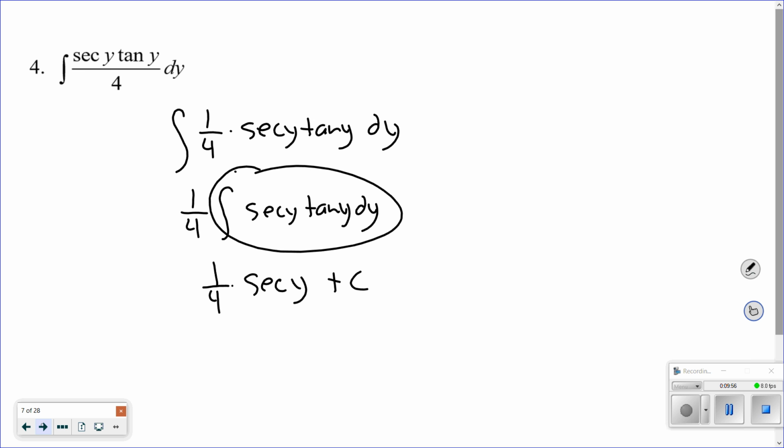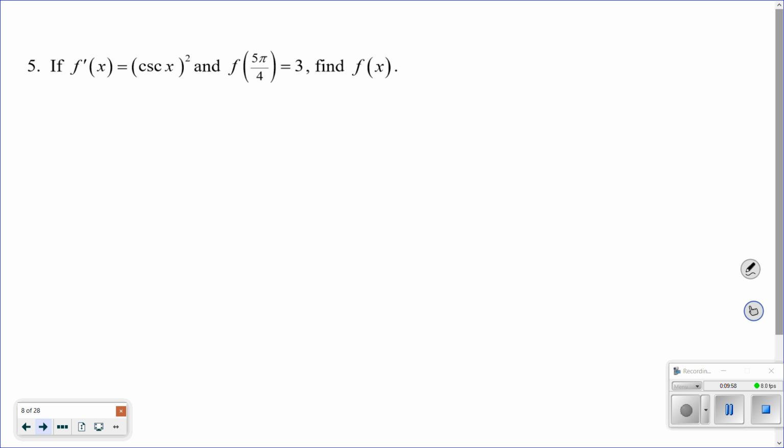Last one, last example here. This one gives us an initial condition. It tells me f prime of x equals a cosecant of x squared. But it gives me this initial condition, and wants me to find f of x. What that means is we can figure out what c is equal to on this problem. Before I start here, just a side note, make sure we remember or recognize that this is exactly the same thing as the cosecant of x squared.